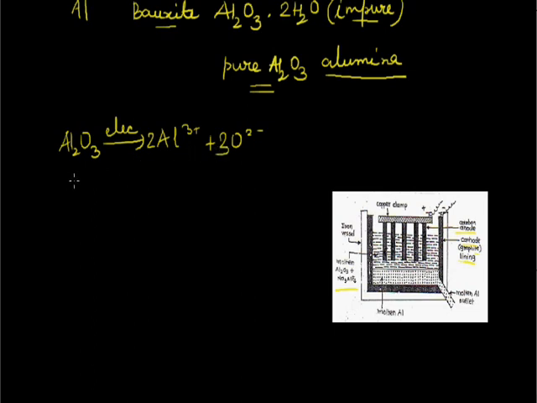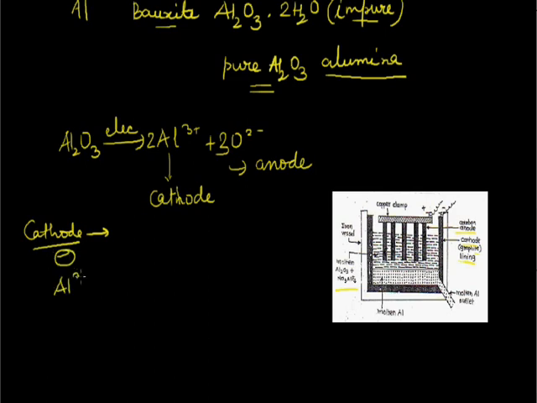Now these ions get attracted towards the oppositely charged electrode. So aluminium will move towards cathode, which is negatively charged, which is the graphite lining of the tank, and oxide ion will get attracted towards the anode rods. At cathode, which is negative, aluminium ions will gain electrons to convert into aluminium metal. Gaining of electrons is called reduction. So during electrolysis, the metal ions are reduced at cathode.